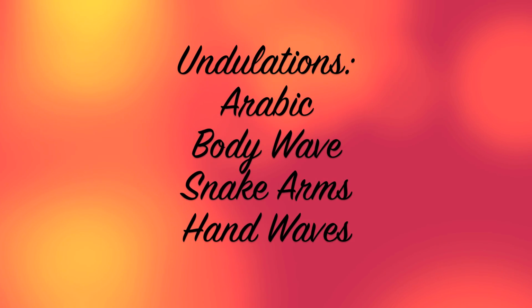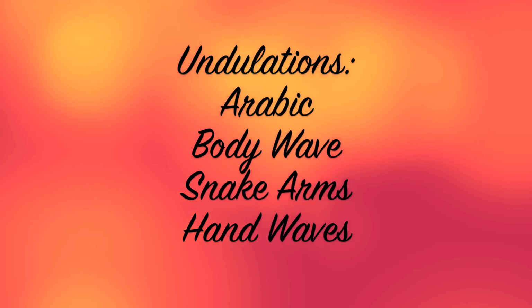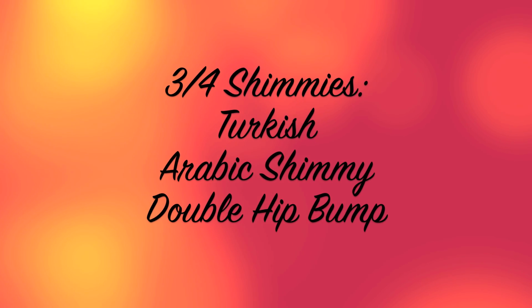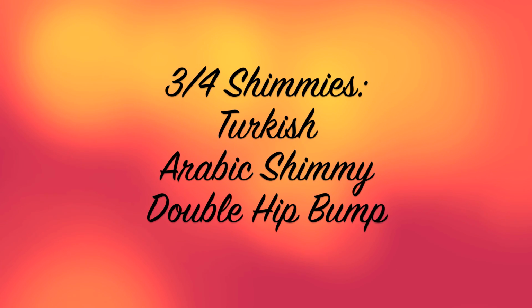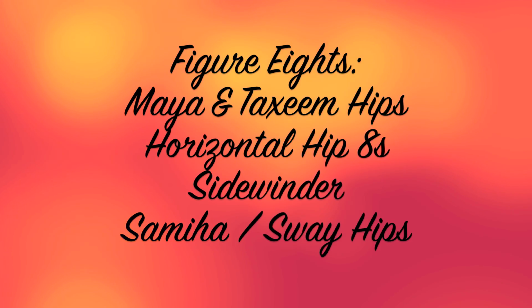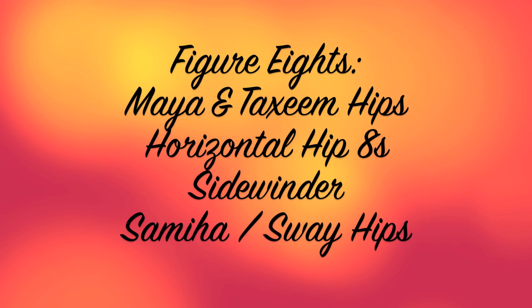We're going to start with our undulation family, we're going to move on to our 3/4 shimmy family, and we'll finish up with our figure 8 family. Our undulations family contains moves such as Arabic, body wave, snake arms, and hand waves. Our 3/4 shimmies family contains moves such as Turkish, Arabic shimmy, and our double hip bump, which is like a 3/4 shimmy but slowed down. And our figure 8 family contains moves such as Maya and Taksim hips, horizontal hip figure 8s, sidewinders, and Samiha or sway hips.